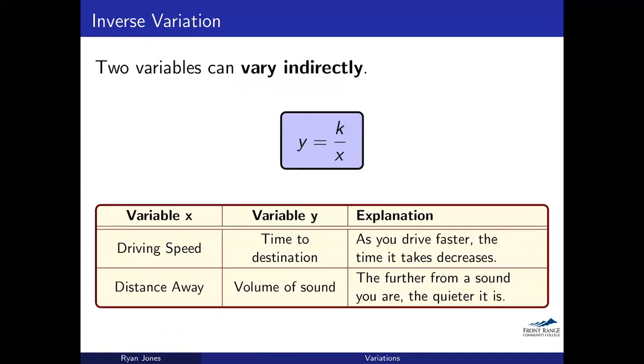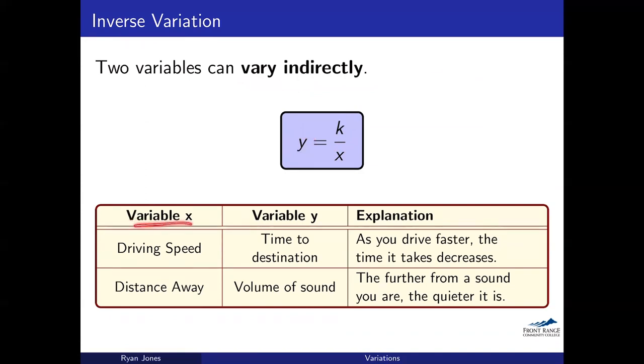So let's look at the opposite of this. And this is going to be inverse variation. We'll say that these two variables vary indirectly. And so this is saying that as x increases, y would decrease, or vice versa. As x decreases, y would increase.